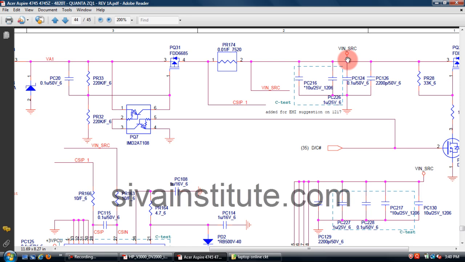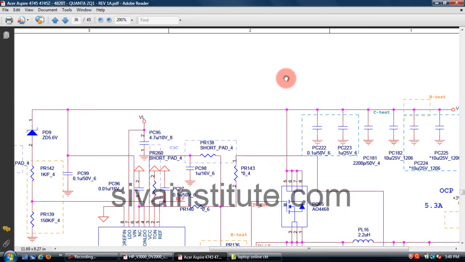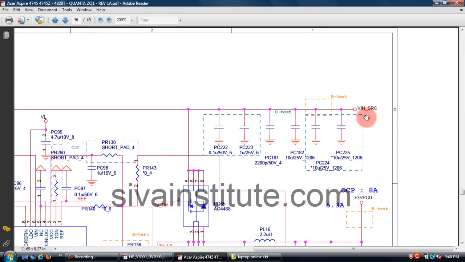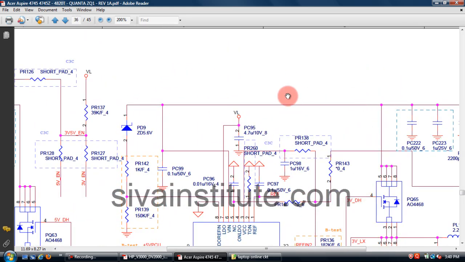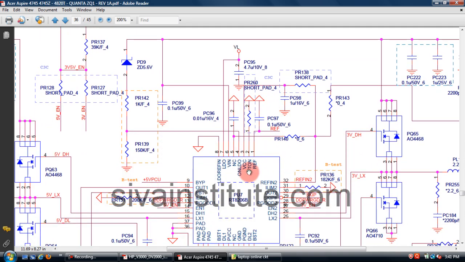V in SRC, this voltage goes to page number 36. See here, V in SRC, this voltage comes to V in pin number 6. But at LDO pin number 7 out, the 5 volts VL output, this voltage will not be present when you give voltage to V in pin number 6.